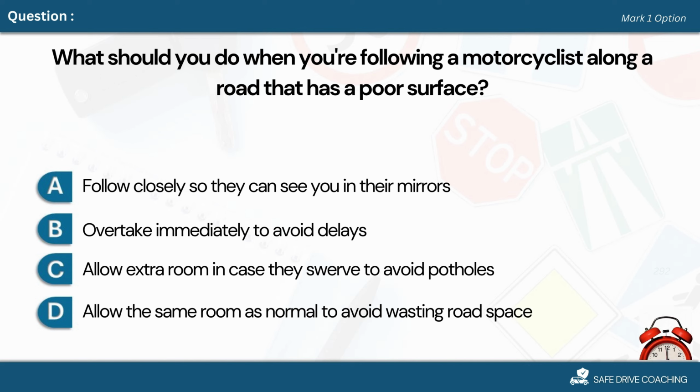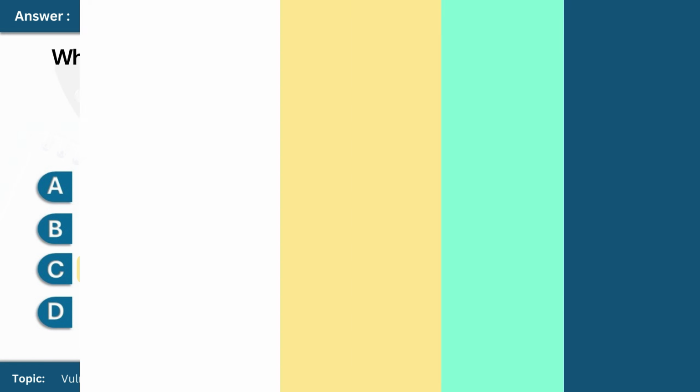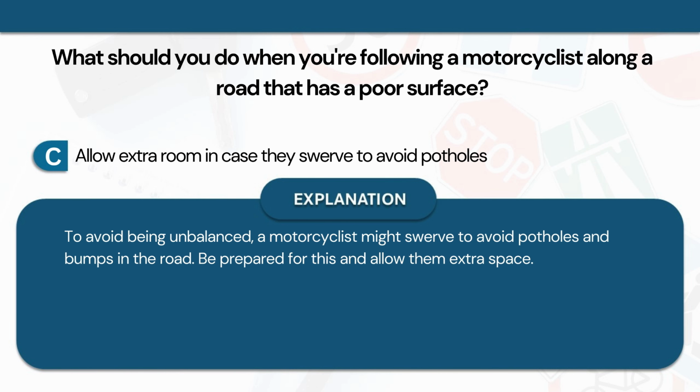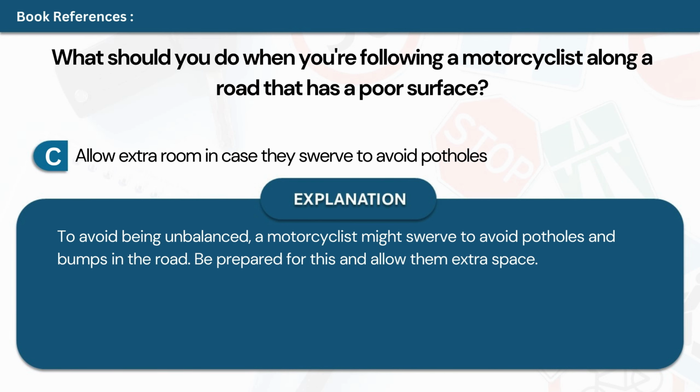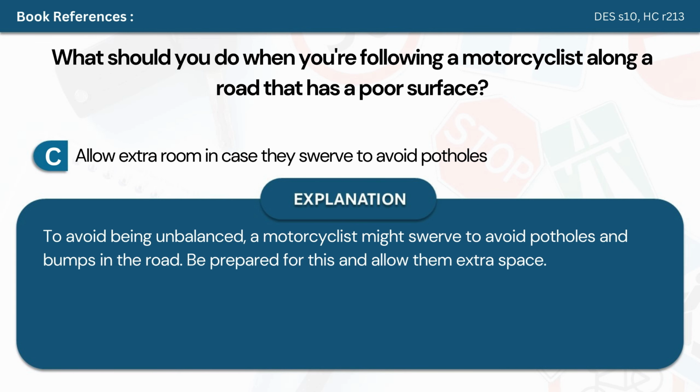The correct answer is C. Allow extra room in case they swerve to avoid potholes. To avoid being unbalanced, a motorcyclist might swerve to avoid potholes and bumps in the road. Be prepared for this and allow them extra space.